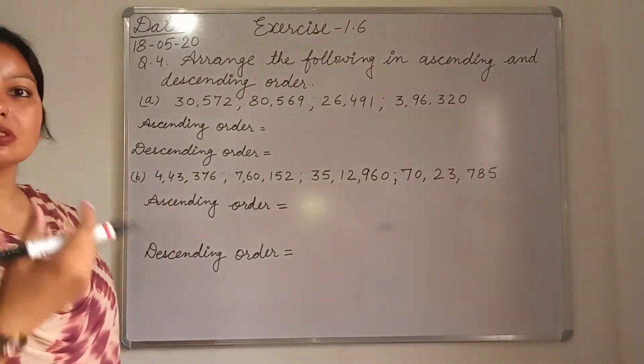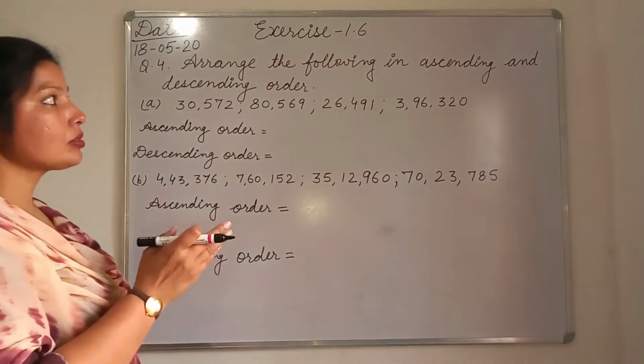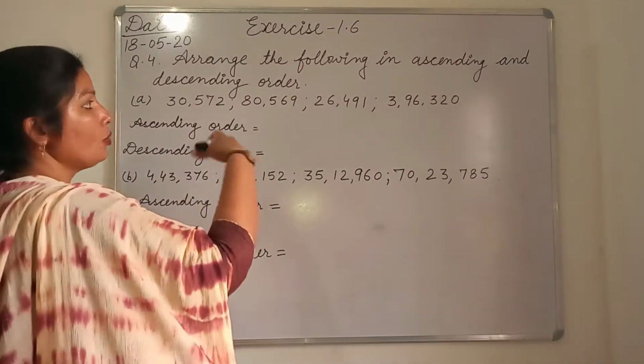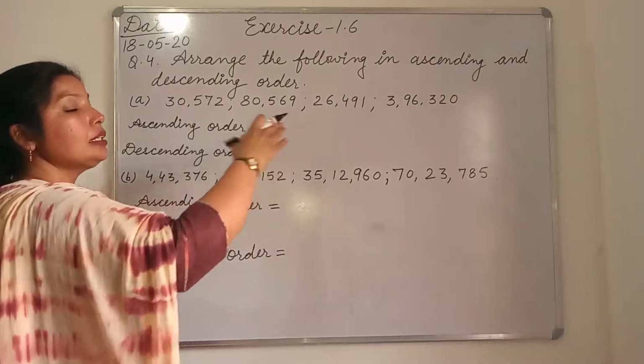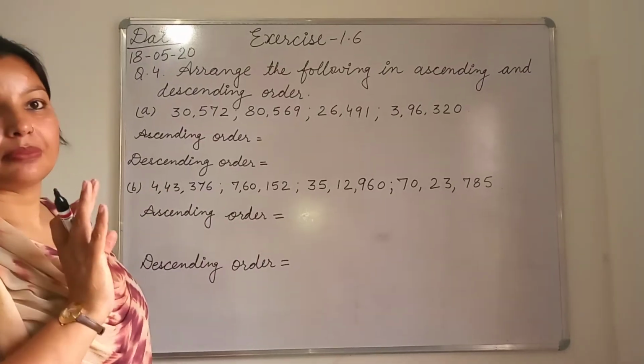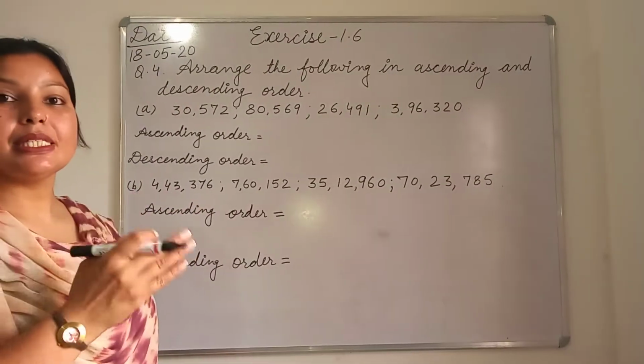In question 3 also we had ascending and descending order, but what's the difference? In question 3 we don't have commas, and here the commas are already inserted. You should write in both ascending and descending order here also. So the process will be the same.